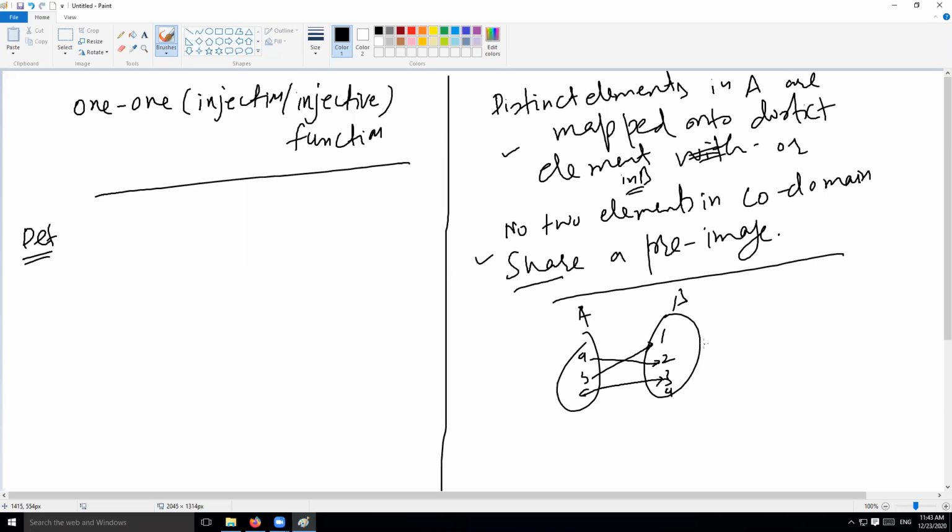Another important thing is that a 1-1 function must be a function first. It must be a function; then we check whether it is 1-1 or not. Not every function is 1-1. There are functions which are 1-1 and functions which are not. For example, if I put a D here and map this D to 3, then I say this function is not 1-1, because 3 has a preimage C and a preimage D.